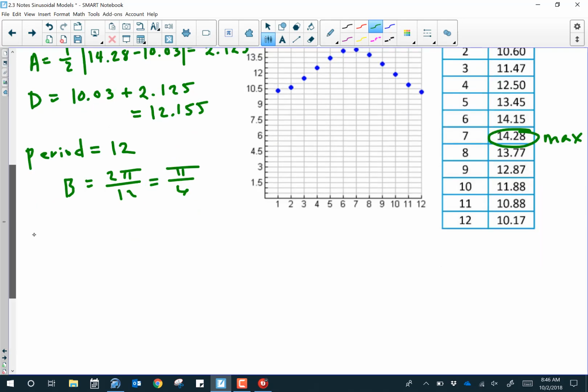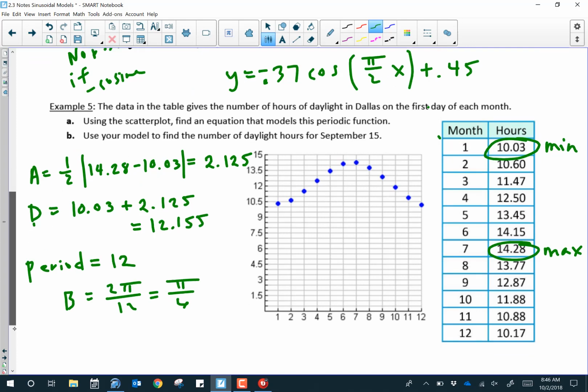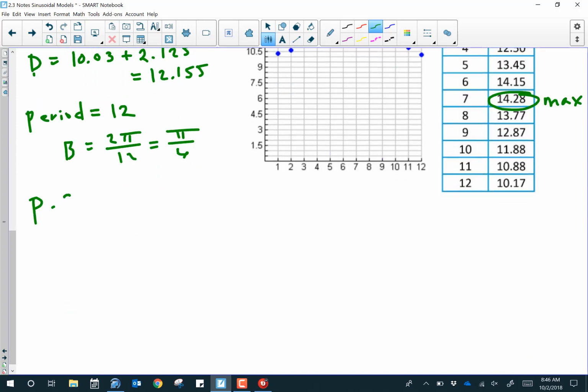All right, so the phase shift, oh, sorry. This thing likes to jump around. So the phase shift is to the right 1 if we use what function? Negative cosine. Negative cosine.